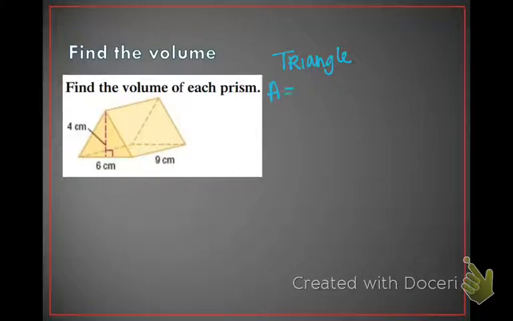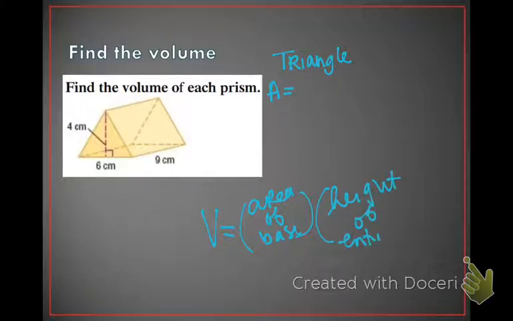So we need to find the area of the triangle because volume equals the area of the base times the height of the entire object. Okay, so what is the area of a triangle? Times 1/2. I already had some students get this one wrong because they refused to look at their notes. They got the area of the triangle wrong because they didn't use the correct formula. So A equals 1/2 base times the height.